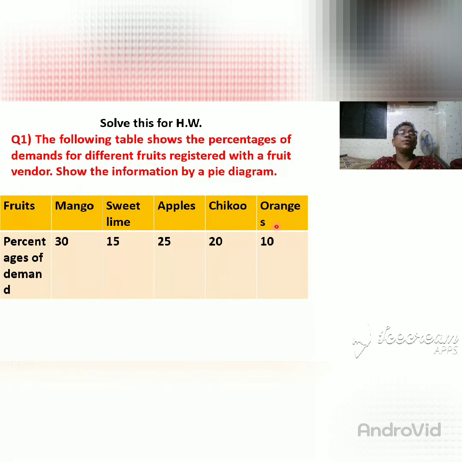Whether you understand or not can be checked with the help of the homework. So that homework is given to you here. Okay, so please solve this homework and send it to me on my WhatsApp number.